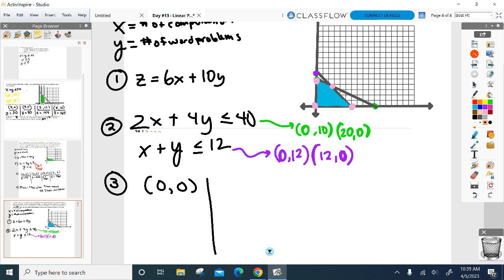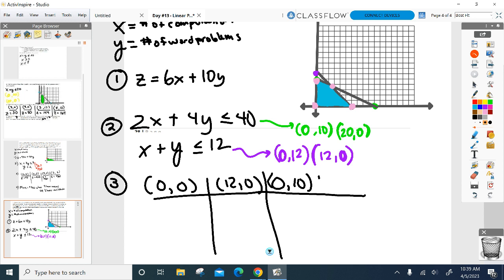We got 0, 0. 12, 0. What's that top one there? 0, 10. Everybody got that fourth point? It's got to add to 12, and 2 times the X plus 4 times the Y has to give me 40. What is it, Jake? 4 and 8. 4, 8 is that point of intersection.